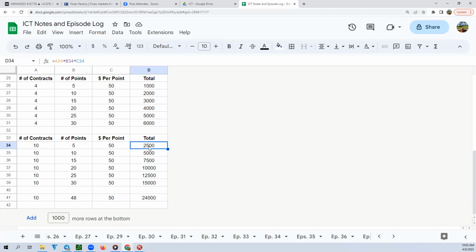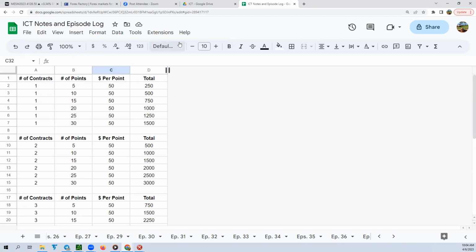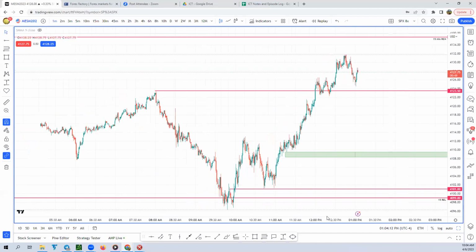That's doctor, lawyer money. And then if I get up to 10 points, and I can go 50 points or 48 points, that's $24,000. So at some point, as I build my confidence and really focus on what strategy I want to use, I'll be able to scale up and really make decent money.